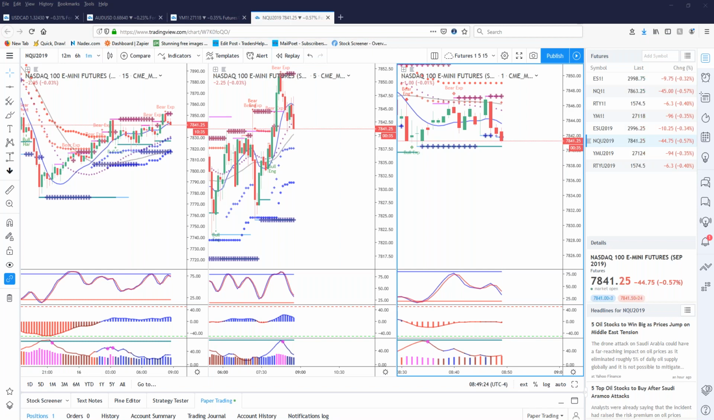Well, where each originates from, Mike, is set by you in the indicator with time frame 2 and time frame 3. Time frame 1 is always going to be the chart time frame.